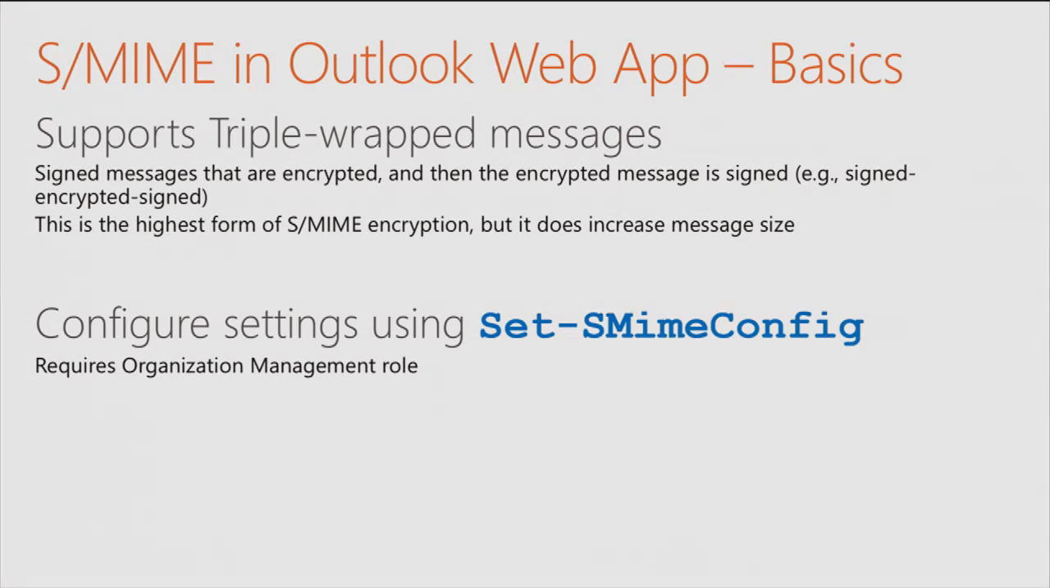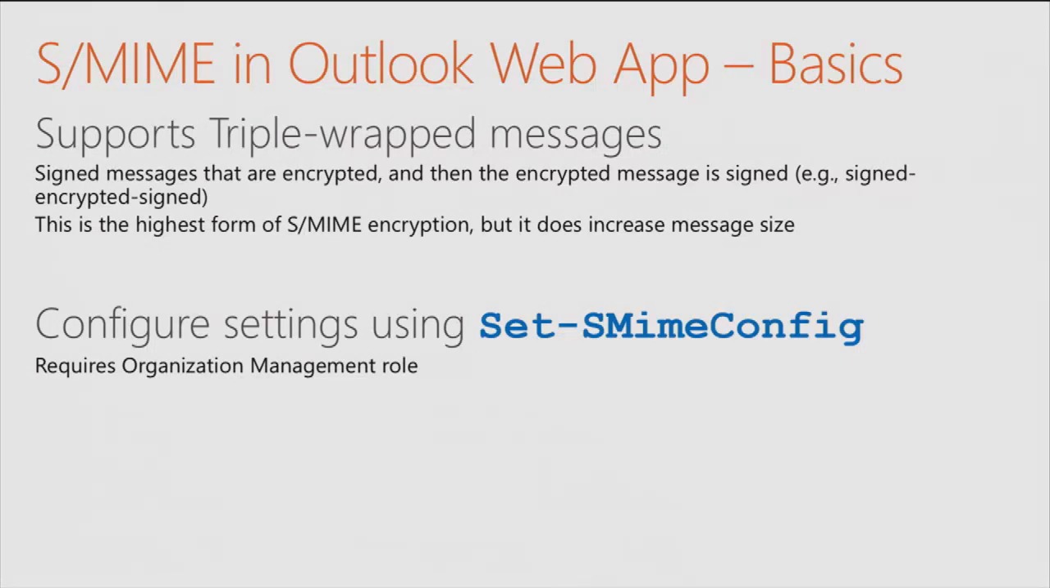But triple wrapped, so that basically means what we're doing is we're signing the message, and then we encrypt it, and then we sign that encrypted message again. So that's what we mean by triple wrapped. It is actually the highest form of encryption security that you can get for S/MIME encryption for your messages. But it will have an effect of increasing the size of the messages. Negligibly, but of course, if security is paramount for you, the size increase will be meaningless for you.